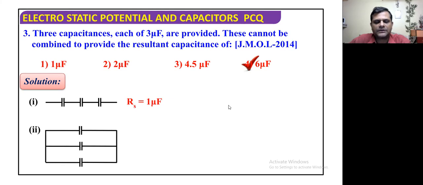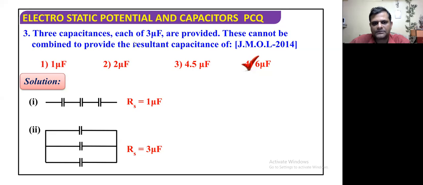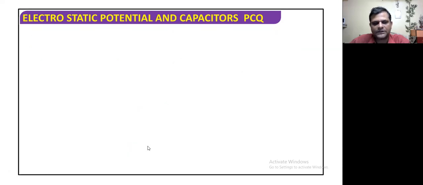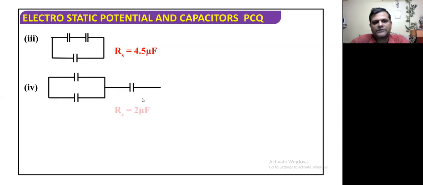Yes, that's what they have done here. When all the capacitances are in series, then the equivalent capacitance will be 1. If they are in parallel, then the equivalent capacitance will be 9 actually. It should be 9. Okay, make it correct. यहाँ पे 3 के बदले 9 होना चाहिए. And when 2 are in series and 1 is parallel to them, then the effective capacitance becomes 4.5. And when 2 are in parallel and the remaining one is in series, then the effective capacitance becomes 2 microfarad. Hence, the fourth option is not covered here.